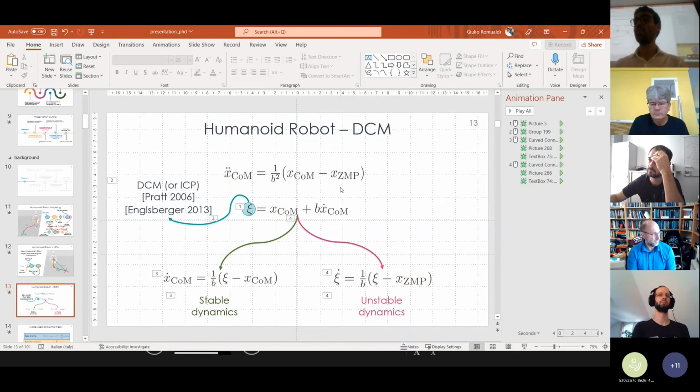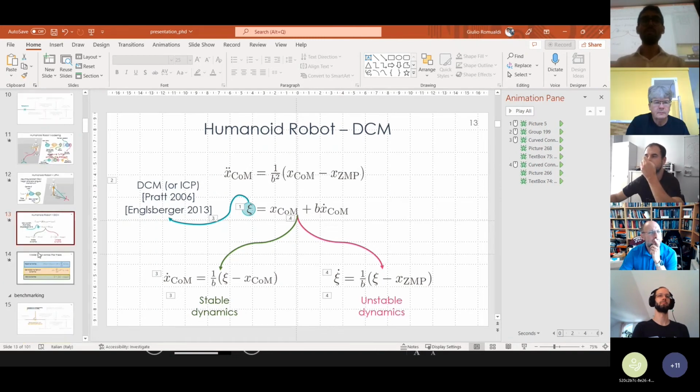And moreover, it's complex to tune, because simplified models in the end are linear models. Finding the gains of a linear model for a controller is way simpler than tuning a nonlinear model predictive controller. But of course, it's one of the possible directions.